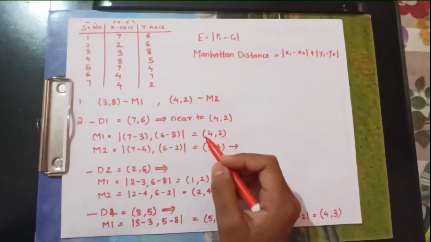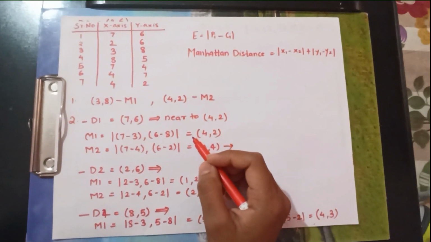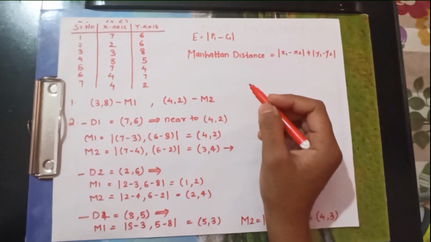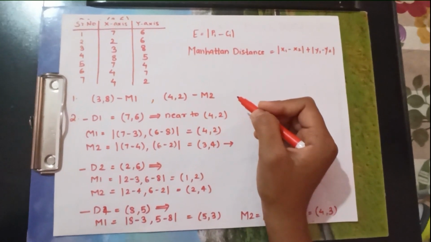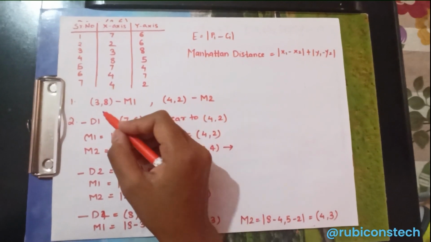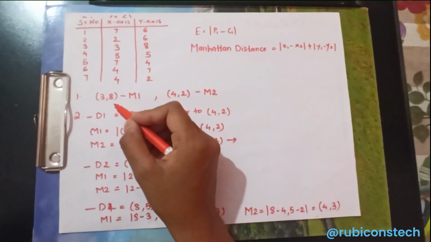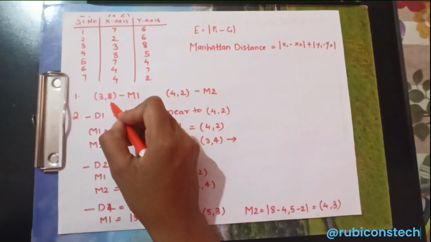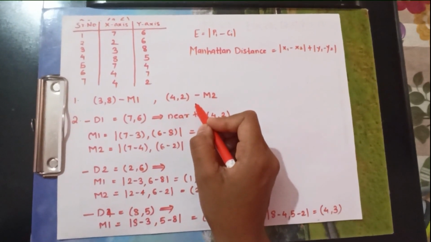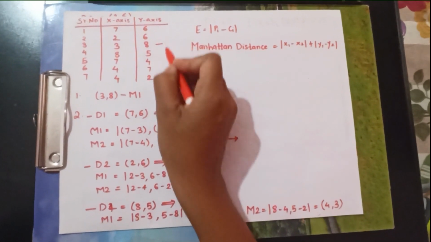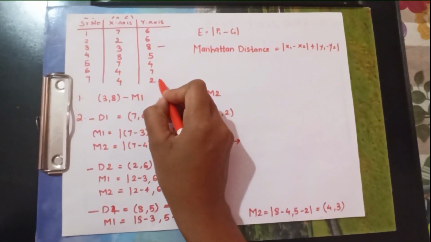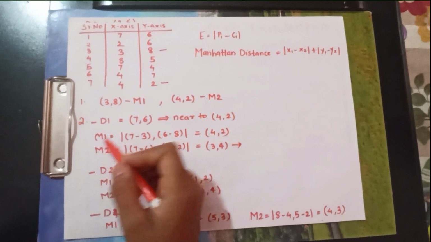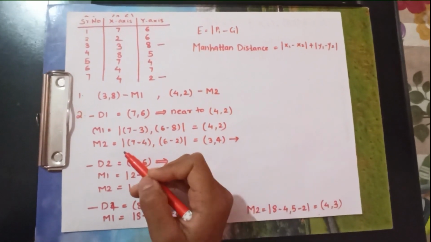So the first step of our algorithm is to initialize, that is, to select k random points from the data points. Here we are selecting two random medoids from the data points, that is (3,8) and (4,2). These two will be the randomly chosen medoids initially. Now we will calculate the distance between the medoids and the data points.